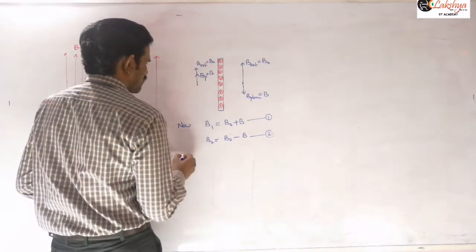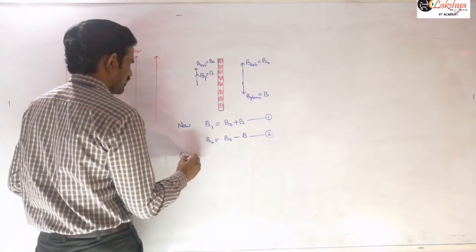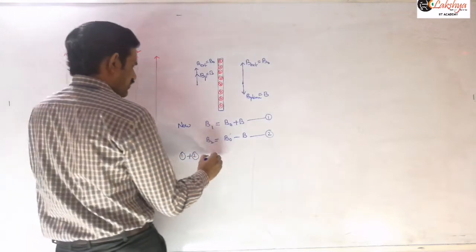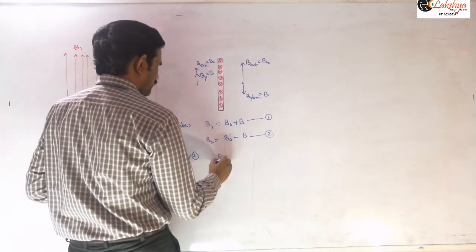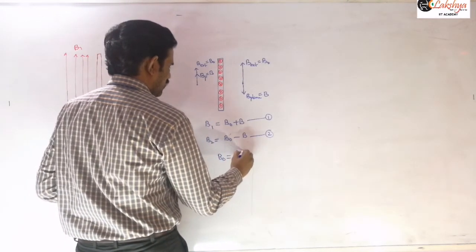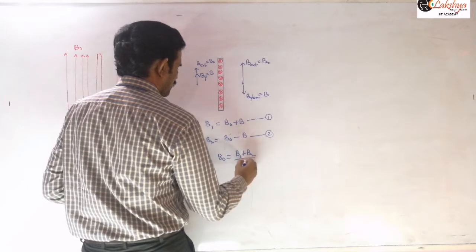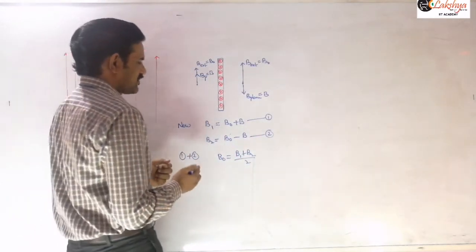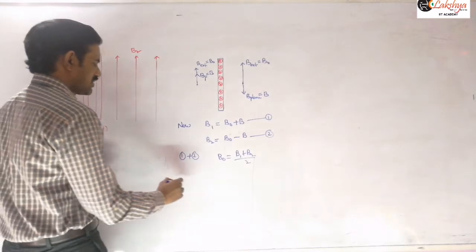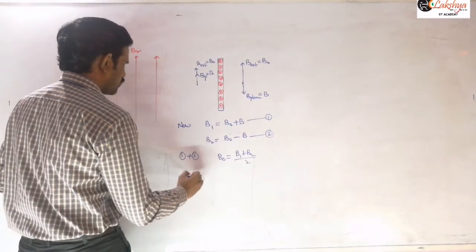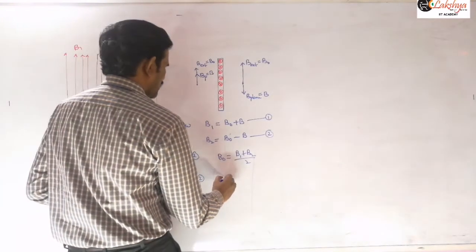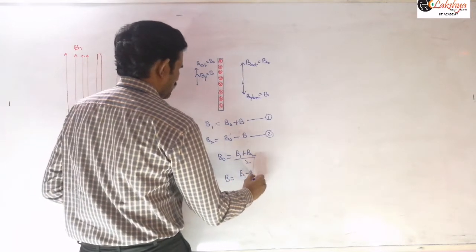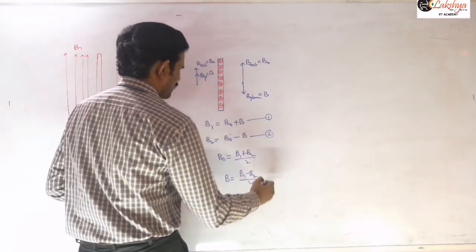Now let us add these two equations, equation 1 plus equation 2. That gives us the B naught value. So I can write B naught is equal to (B1 plus B2) by 2. That is the external magnetic field here, right? And similarly, let us subtract those two equations, equation 1 minus equation 2. From that you can write the B value, which is B1 minus B2 by 2.